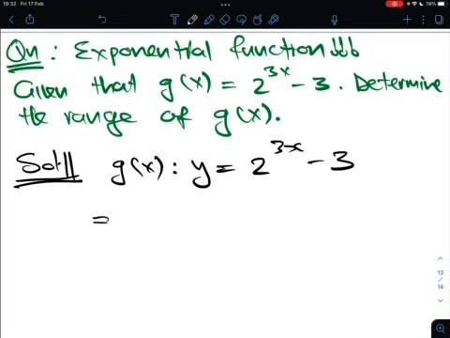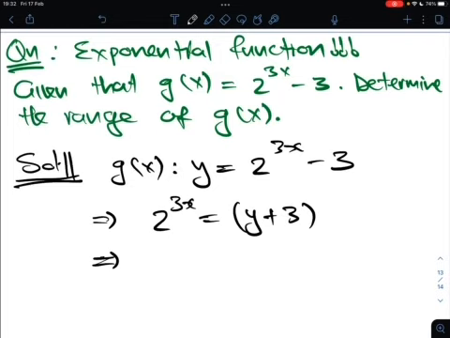Since this is an equation, I can do some algebraic manipulations where I get 2 to the 3x is the same as saying y plus 3. If you look, the logic is always to introduce y into the function and then make x the subject. Every time x is the subject, it's easy to tell whether the equation is solvable or not. But the technique also depends on what exactly you're dealing with. So for an exponential, we'll try to make x the subject.